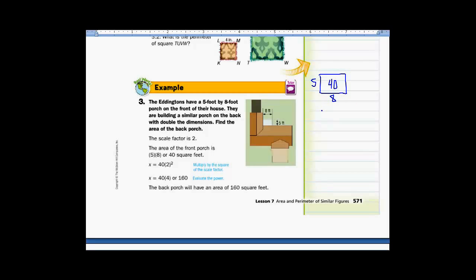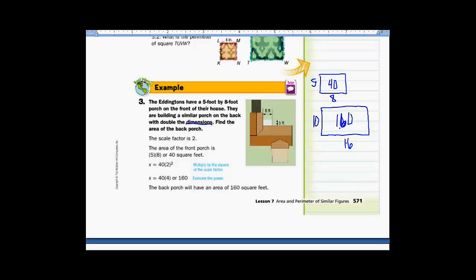But if I double the dimensions, and this would now be what? 10 by 16. What is 10 times 16? 160. So that is not double. It did not say double the area. It said double the dimensions. So you actually need to double each of those dimensions and then find the area of that, right?